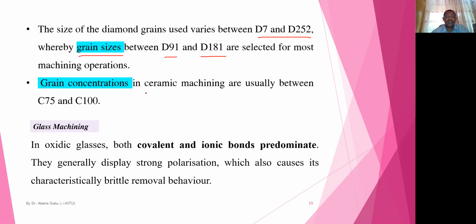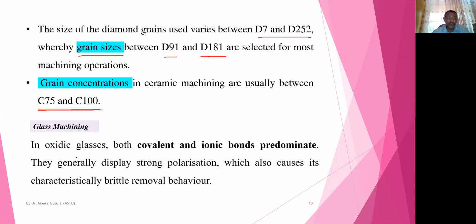The grain concentration in ceramic machining is usually between C75 and C100. So among the grain concentrations, when machining ceramics, you have to order or use only these ranges.